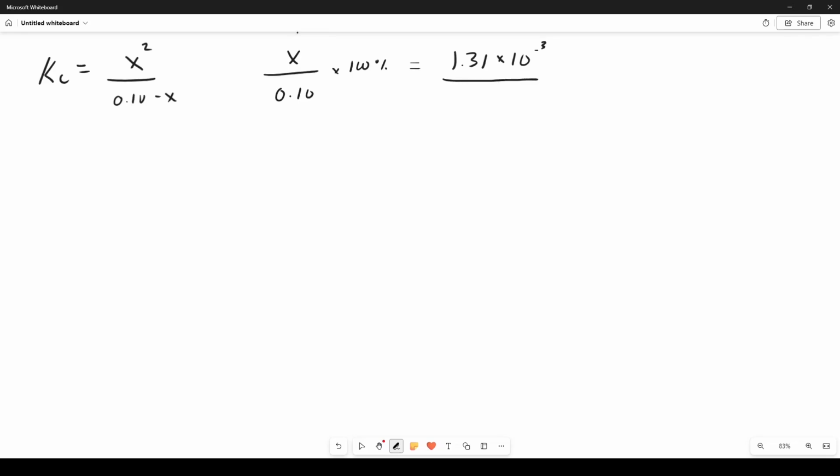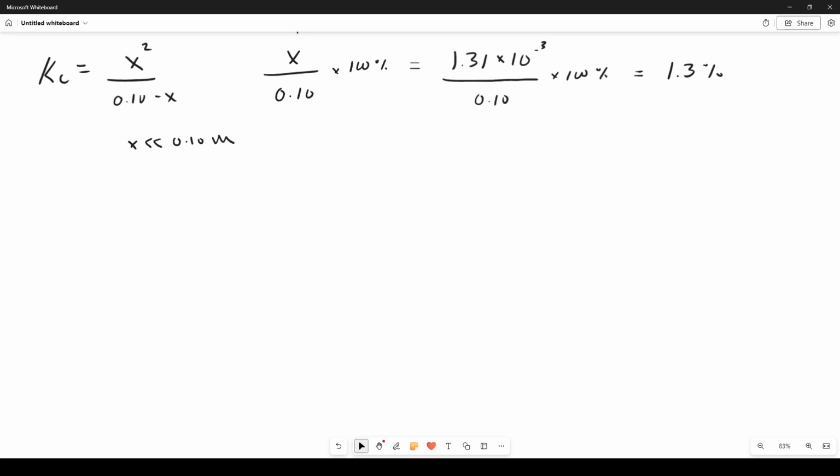A common question that arises is, why was this process so mathematically involved? We can now examine our original equilibrium expression, where we had K sub C is equal to X squared over 0.1 minus X. If we look at the magnitude of X compared to the original concentration of acetic acid, we see that X divided by 0.1 times 100%, which is equal to 1.31 times 10 to the minus 3, divided by 0.1 times 100, is equal to 1.3%. This means that X is much less than the original concentration of acetic acid.